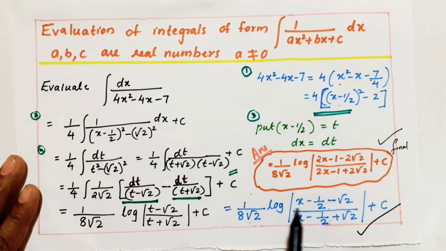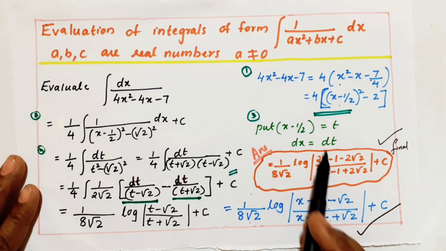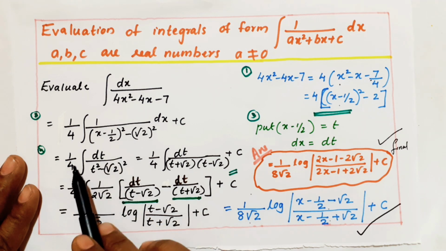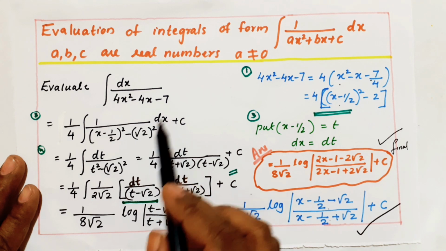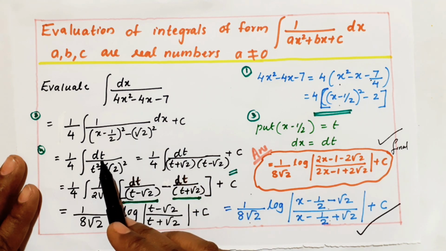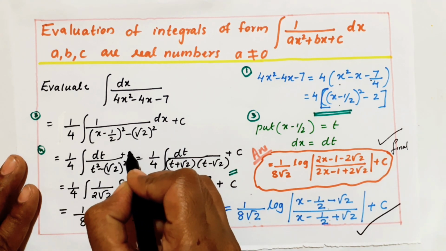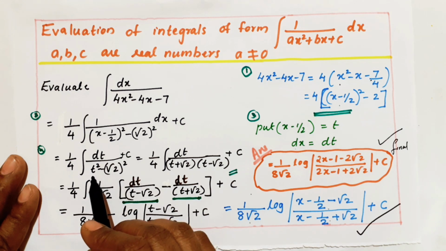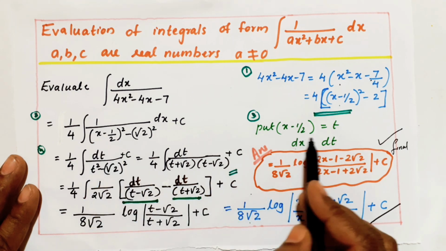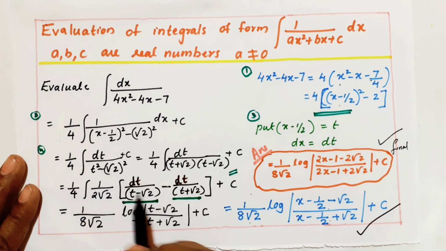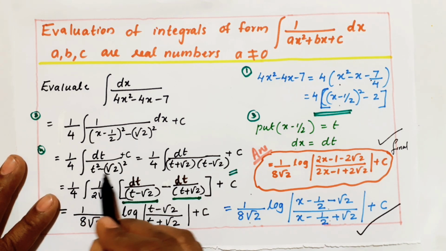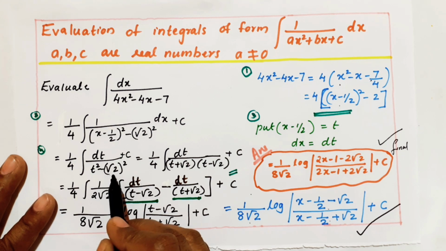Dx is equal to dt. Clear? Dx is equal to dt. Now I am substituting here 1 by 4 integral of this, instead of dx we are writing dt. Okay, dt by denominator x minus half, what you can write, t. So t square minus root 2 the whole square. Okay, this is in the form of a plus b into a minus b.